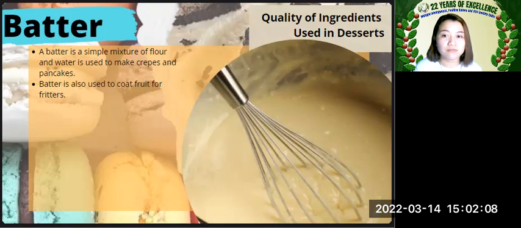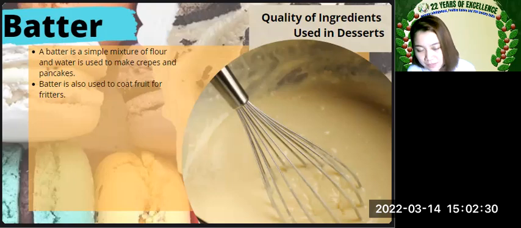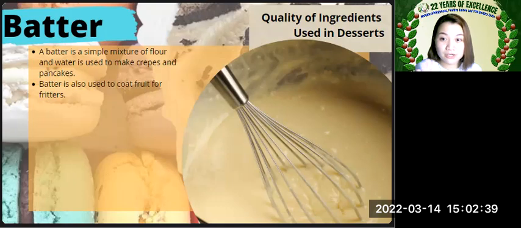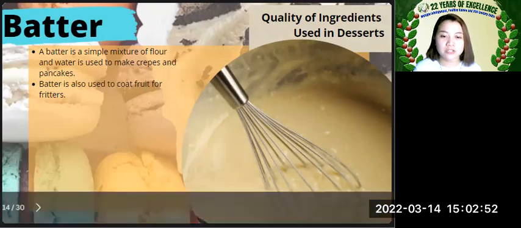Gumagawa rin tayo ng batter pag nagpa-fry tayo ng chicken, okay, with some recipes. In frying, you're going to dip the chicken or let's say a pork in the batter, and then next is the breadcrumb, then you fry it. Okay, batter is also used to coat fruit for fritters. Ayan, maruya, if you are familiar with maruya, kung paano siya lutuin, di ba, that is the banana slice and then dinidip sa batter and then it's fried. Okay, so that is what we call batter.